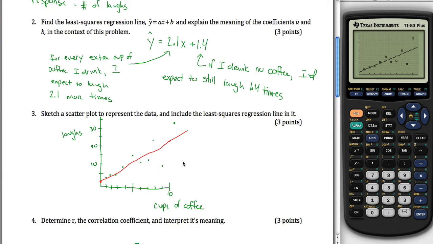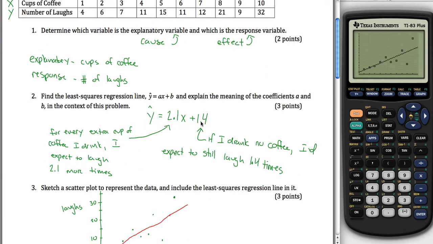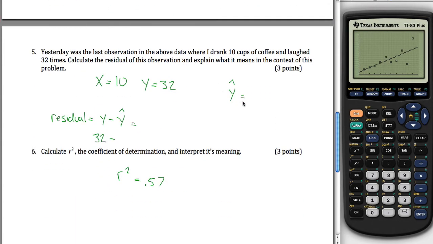Y hat I calculated earlier. The equation for my least squared regression line is 2.1x plus 1.4. But I know that x equals 10. So if x equals 10, I get 2.1 times 10 plus 1.4, which is 21 plus 1.4, or 22.4. So what I get here is that I actually laughed 32 times watching The Daily Show, but my line would have predicted that I laughed 22.4 times. So I laughed more than I expected. I laughed 9.6 more times than I expected. So my residual is 9.6.